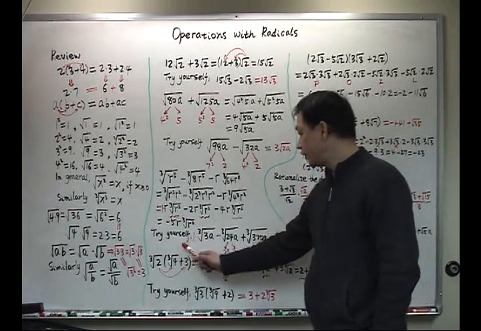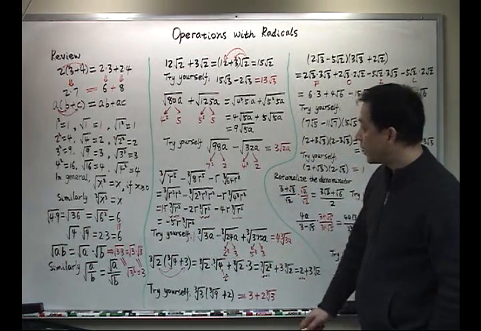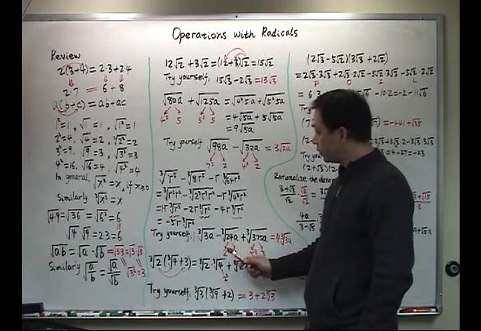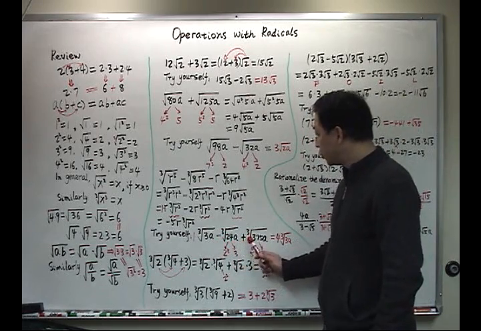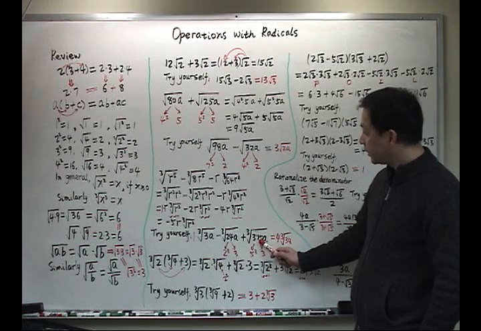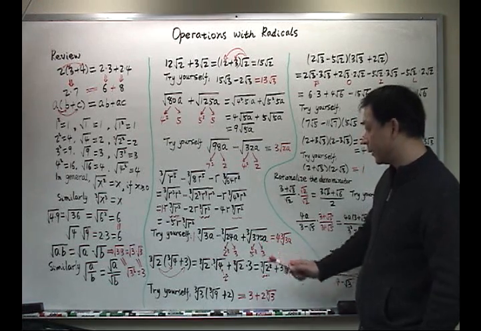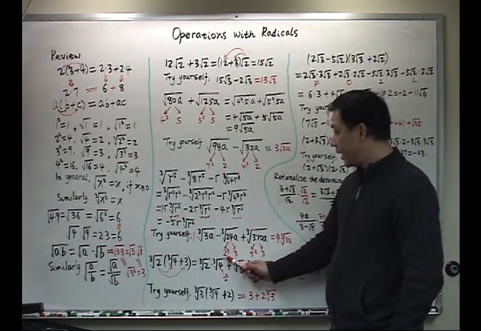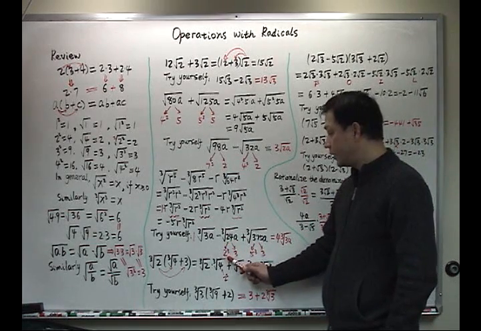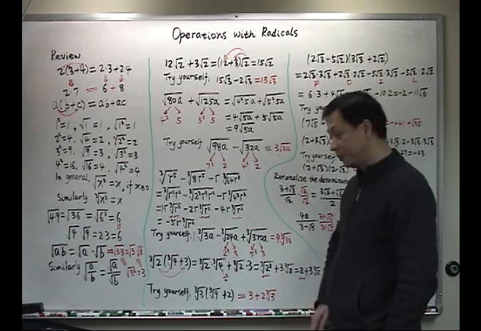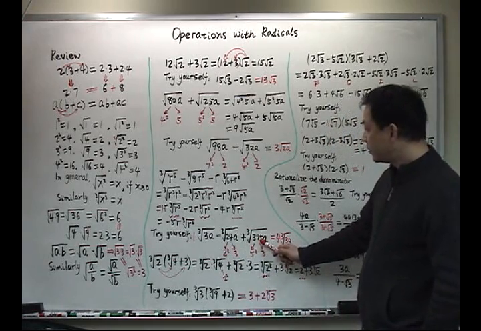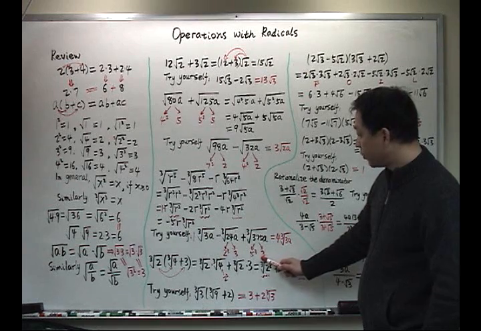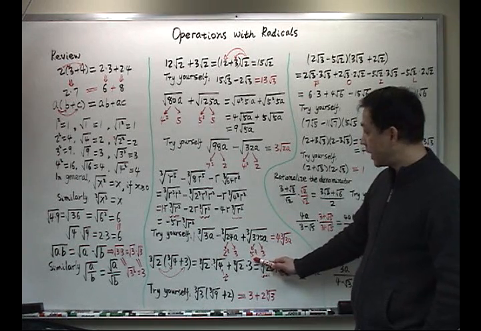Try this one yourself. This one is cube root of 3a minus cube root of 24a plus cube root of 375a. 24 is 8 times 3. 8 is 2 cubed. 375 is 125 times 3. 125 is 5 cubed.